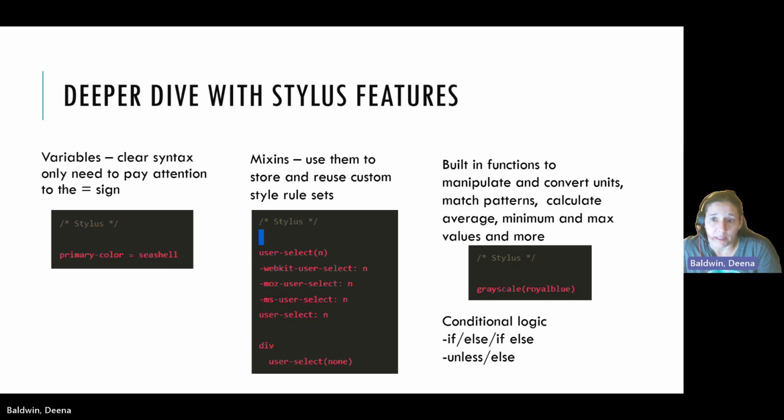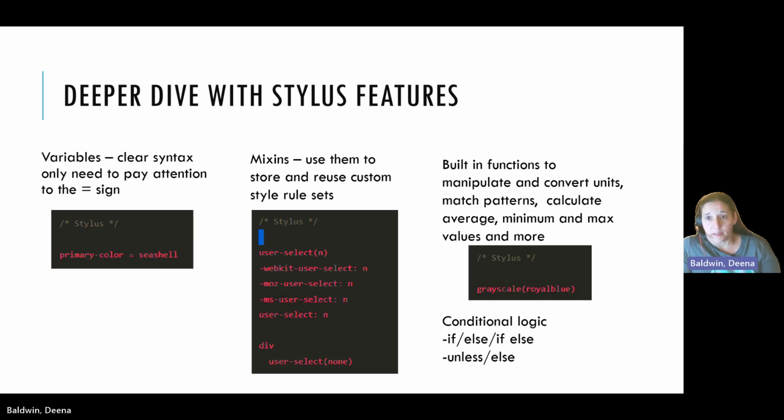Mixins work similarly to SAS and LESS. You can use them to store and reuse custom style rule sets, as seen in this example. There's also many built-in functions to manipulate and convert units, match patterns, calculate average, min and max values, and more.